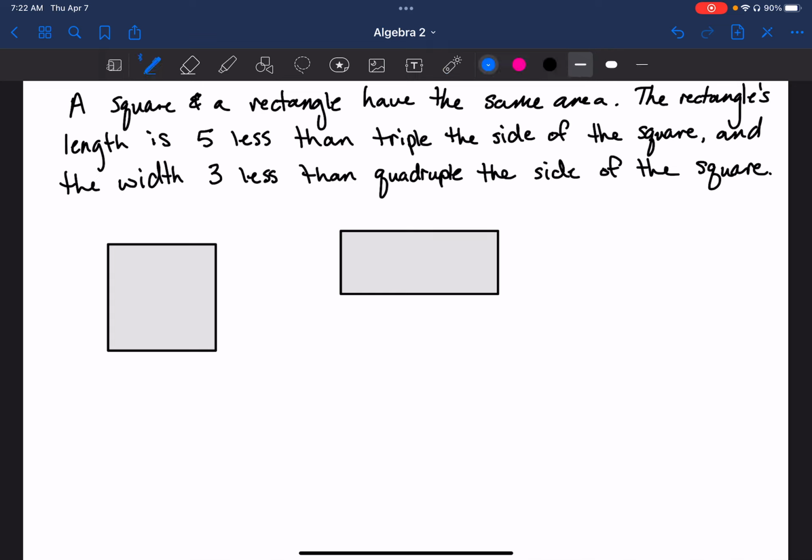So a square and a rectangle. A square has the same length on all sides. Every single side of this thing is the same. Every single side has units of x, is what I'm going to call it.